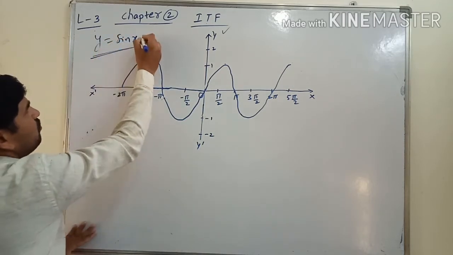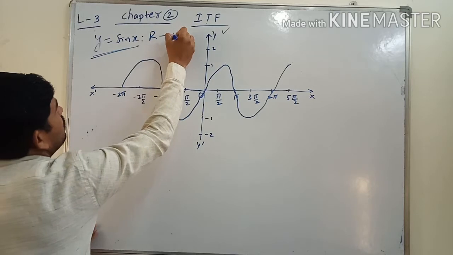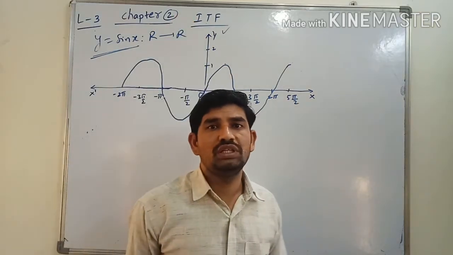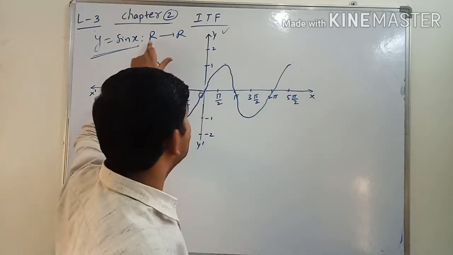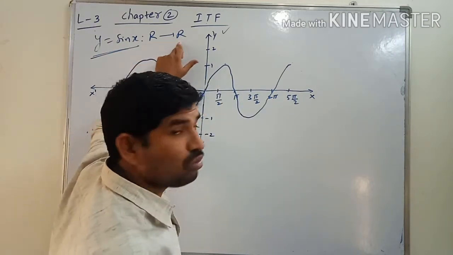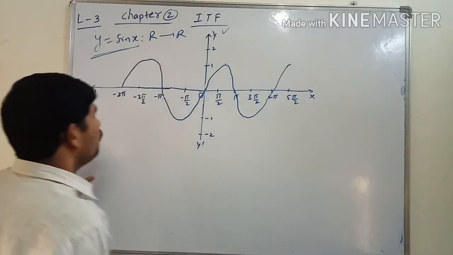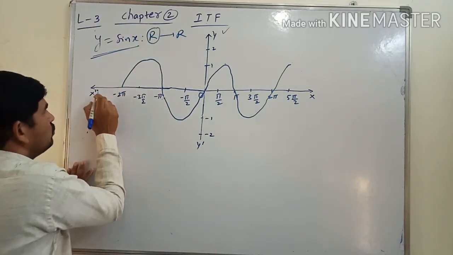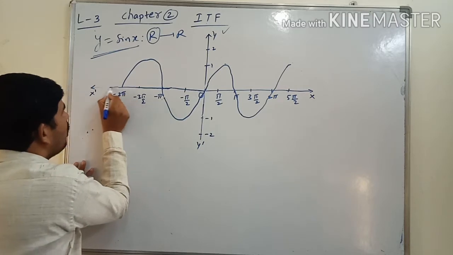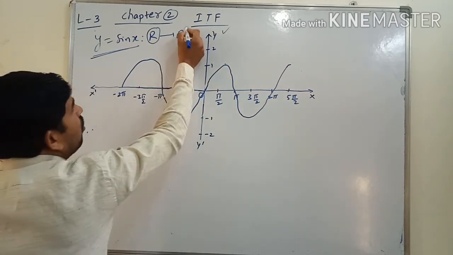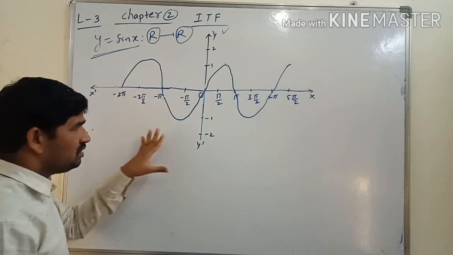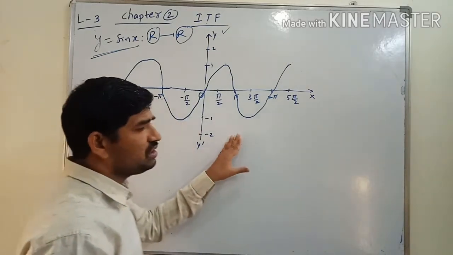For the graph of the sine function, suppose we take it from R to R, meaning the domain is R and the codomain is also R. We take the domain elements on the x axis, so all the real numbers on the x axis and all the real numbers again on the y axis. This is the graph of the sine function.